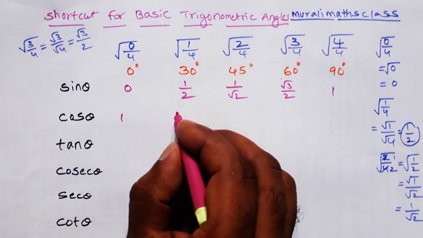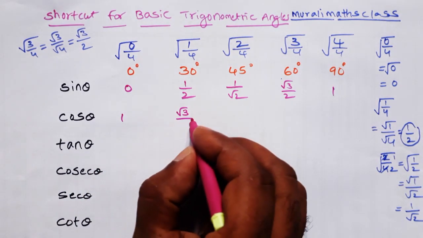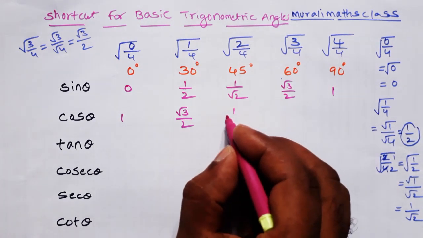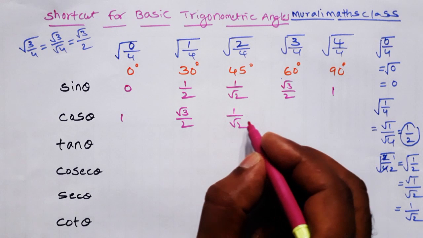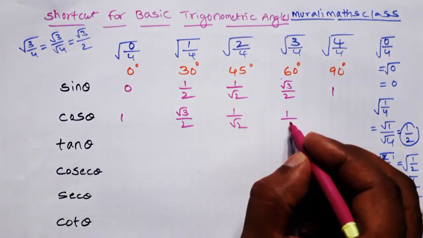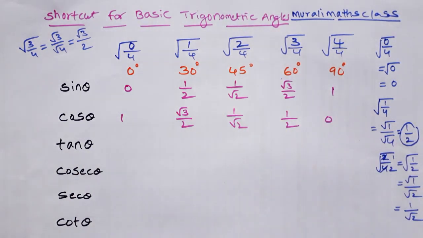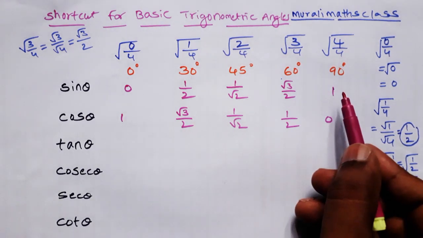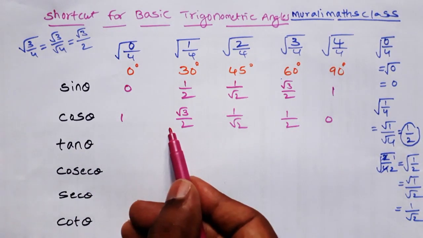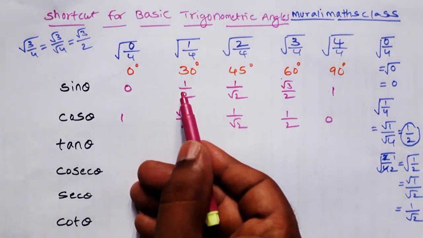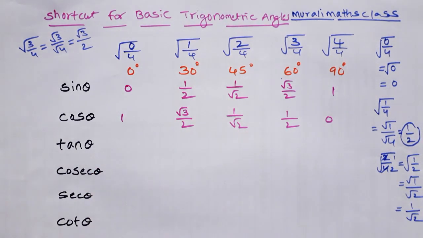Here ending, this becomes starting. Next root 3 by 2 here you write. This 1 by root 2, this is 1 by 2, sorry. 1 by 2 you write here. 0 right here. That's it. Cos we got. What we did for cos? Reverse we wrote. This one I wrote here, root 3 by 2 here, 1 by root 2 here, 1 by 2 here, and 0 here.